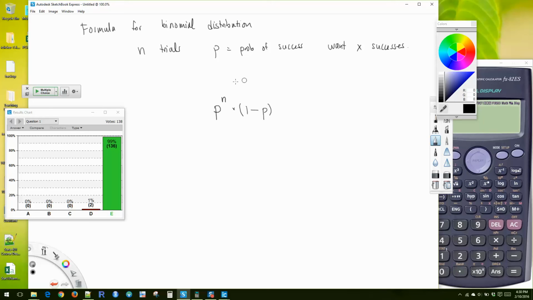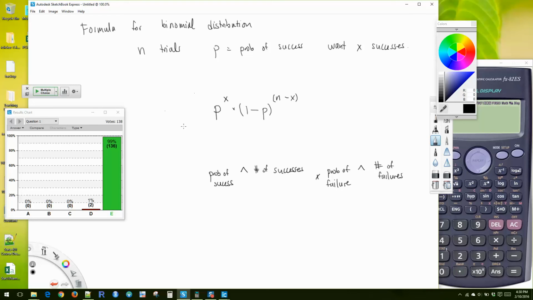I'm sorry, it's not n. What am I doing here? Gosh, I'm not on my game today. Okay, we want x successes. So if we've picked 4 pieces of candy and we want two red ones, that means the number of non-red candies is going to be n minus x. So it's basically the probability of success raised to the number of successes, times the probability of a failure raised to the number of failures.